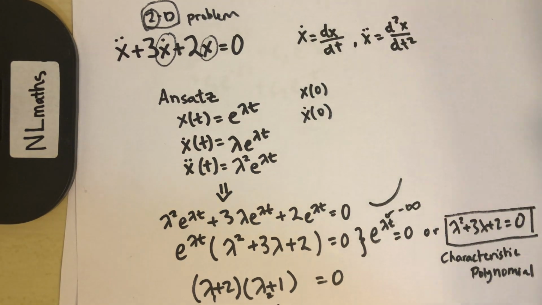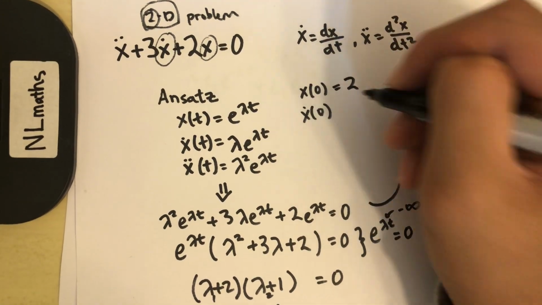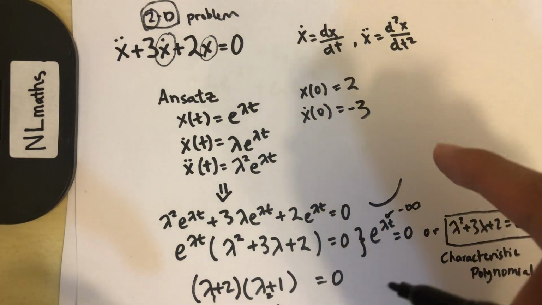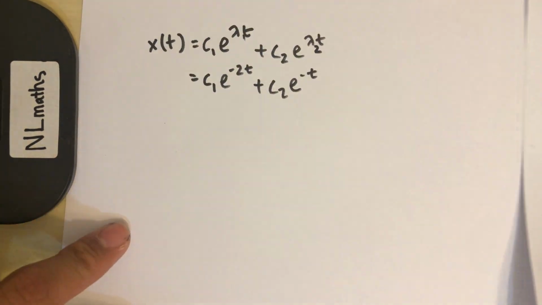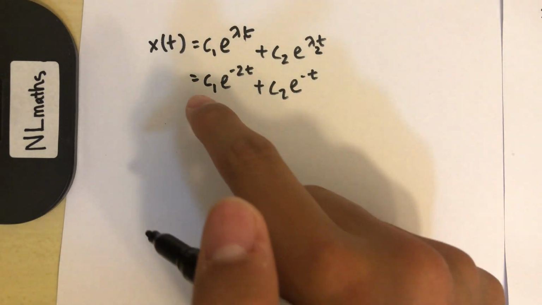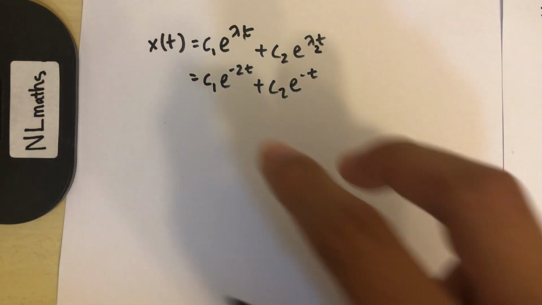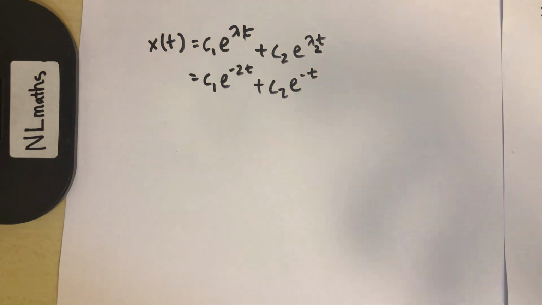So we need x of 0 and x dot of 0. And in the equation, x of 0 is going to be 2, and x dot of 0 is going to be equal to -3. This is going to be very easy for us, because if it was other equations, it would be hard. To determine these C1s and C2s, and we'll see for higher order differential equations as well, we need these initial conditions to help us determine them.